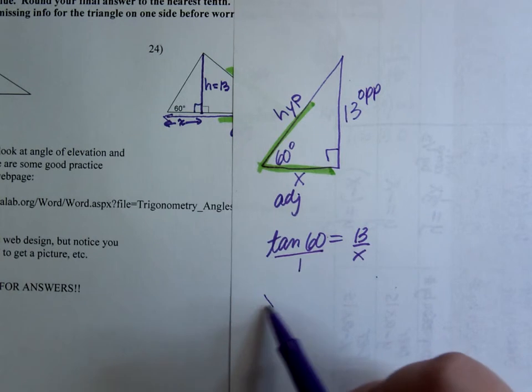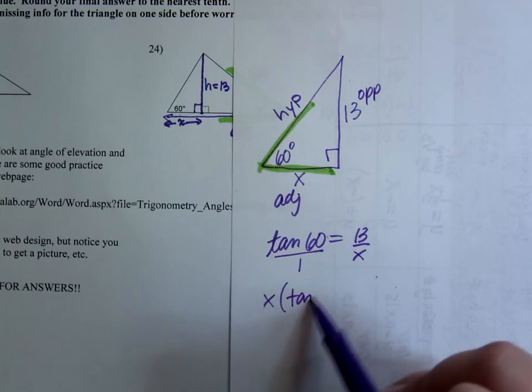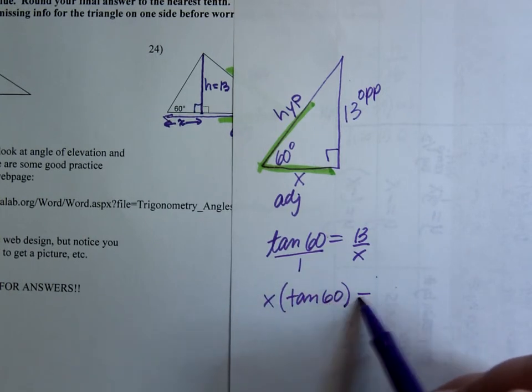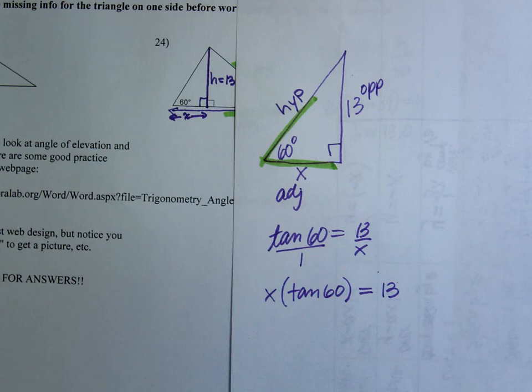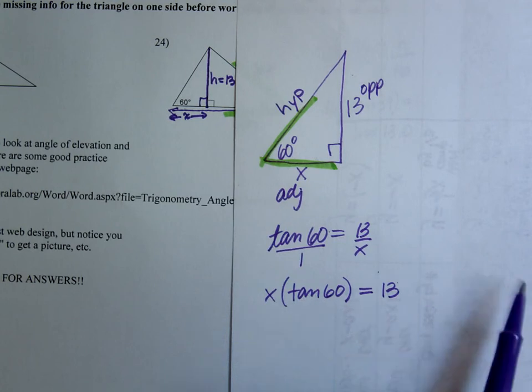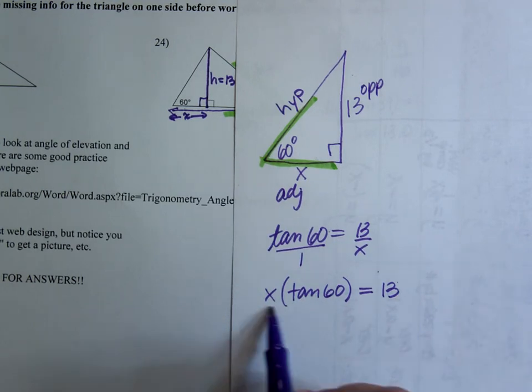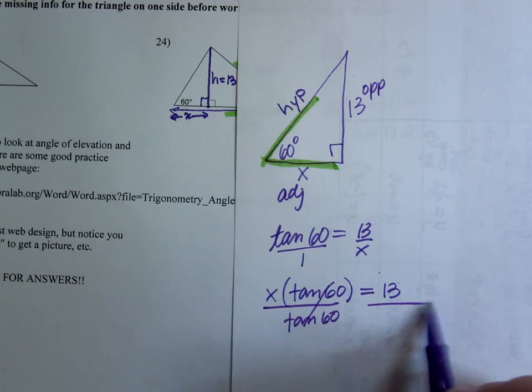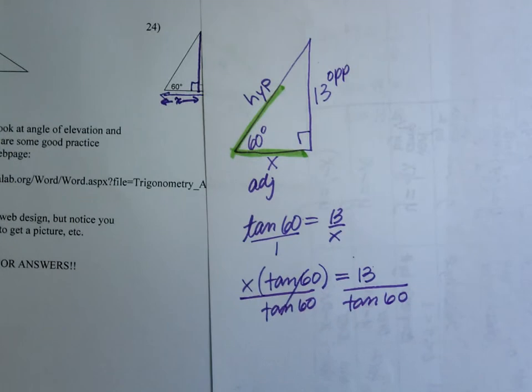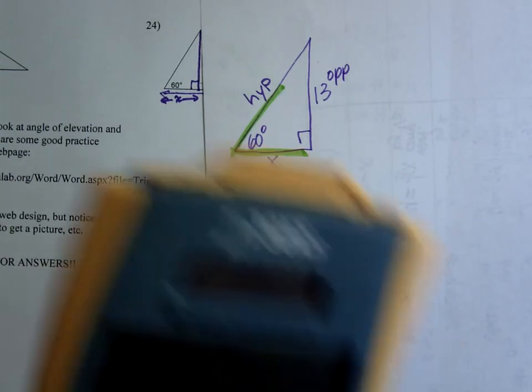Cross multiplying gives me x times tangent of 60. I just like to write the x out front. You could write tangent of 60 times x. Just make sure you separate the tangent of 60. It's not like tangent of 60x. It's like tangent of 60 times x. All right, x is still not by itself, so I have to divide by tan 60. Now x is by itself, and it tells me to put 13 divided by tan 60 in my calculator.